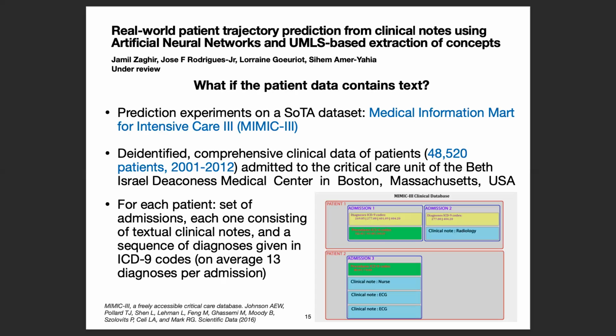So we used the MIMIC data set, which is a set of de-identified clinical data of around 48,000 patients recorded between 2001 and 2012 in a critical care unit in Boston. For each patient, this data set contains a set of admissions, each one consisting of several clinical notes and a sequence of diagnoses given in ICD codes. There can be several diagnoses for a given admission and several clinical notes as well for a given admission. And a patient can have only one admission or several. That's illustrated in the picture on the right.